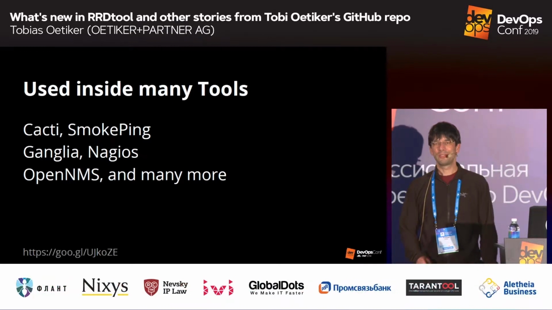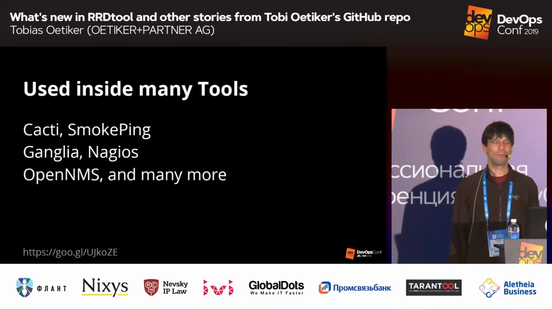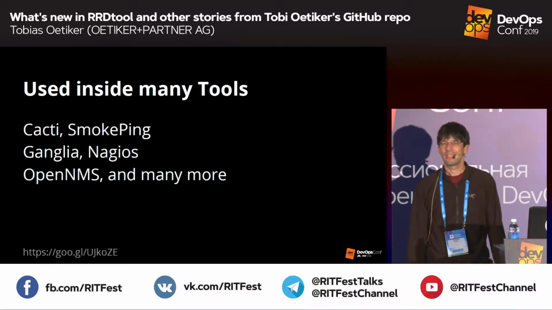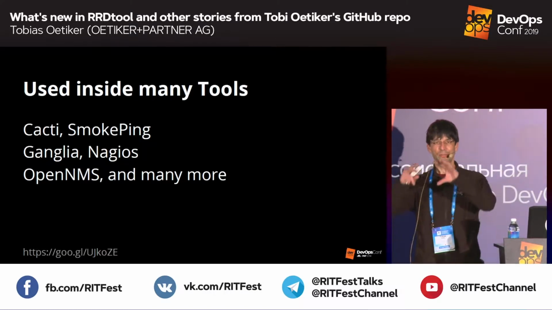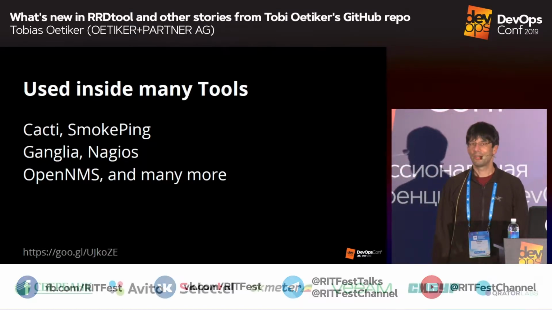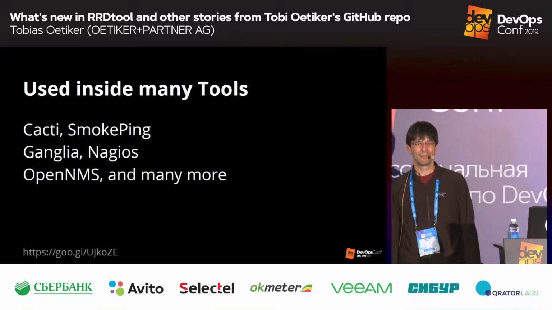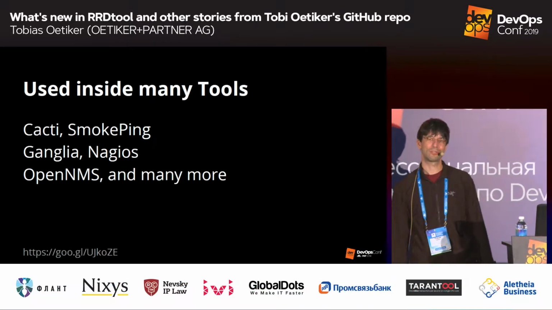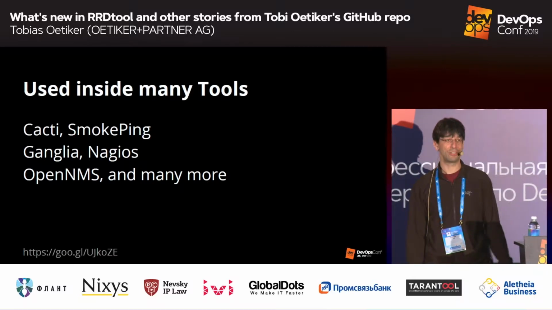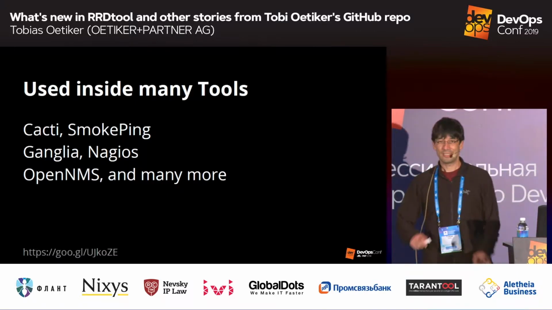RRDtool is one of those infrastructure things of the internet in a way. Many people don't use it directly, but rather they use something like Cacti, SmokePing, Ganglia, Nagios, OpenNMS, some monitoring tool which produces graphical representations of whatever you're monitoring, and oftentimes these graphics are produced by RRDtool, and the data associated with the graphics is also stored with RRDtool, but the end users just see, oh, I'm using Cacti or I'm using SmokePing. So today it's about this underlying tool.